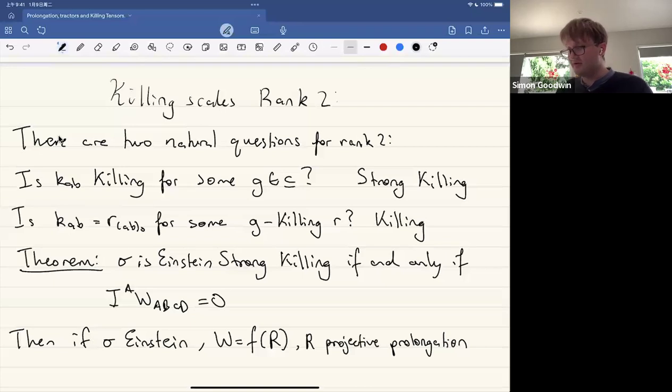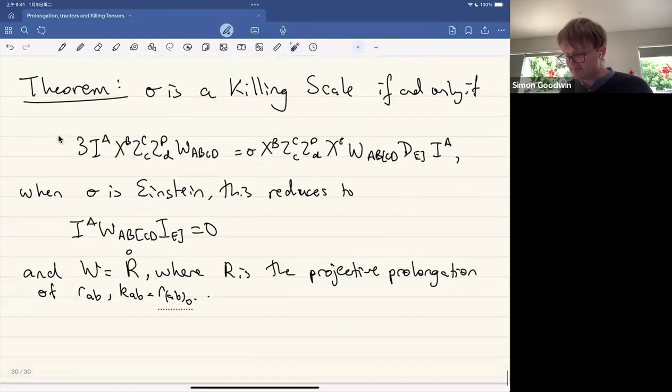If it's Killing, then there's this wonderful characterization of it. If it's a strong Killing scale, which is this first one, if and only if I into W is 0. In this case, again, W equals F of R, where this is the projective prolongation. And last slide, if we're Einstein, just have a look at the last bit, then we have this wonderful algebraic condition. This is equivalent to being a Killing scale, which is really amazing because this allows for a trace adjustment as well as being Killing. And all of that is captured just by this scale tractor onto our full prolongation and some anti-symmetrization here.